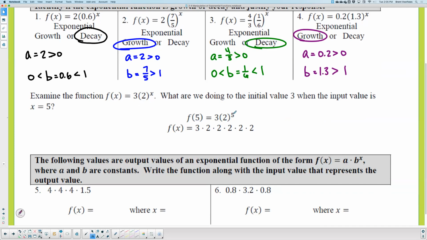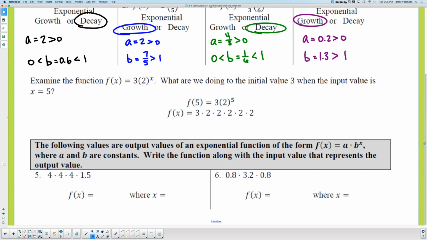And here's why. Because if you plug in a 5, this would be 3 times 2 times 2 times 2 times 2 times 2. There's 5 2's. Is that the same thing as 6 to the x power? No, this is not 6 times 6 times 6 times 6. So that's what's happening there with exponentials. No, you cannot simplify a and b. So that's the note here.